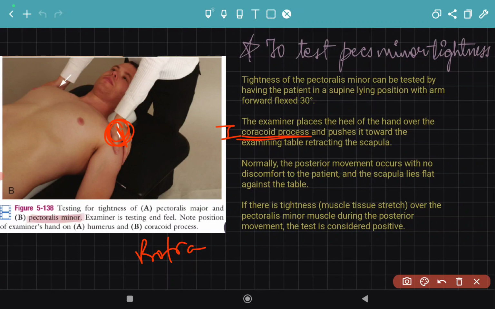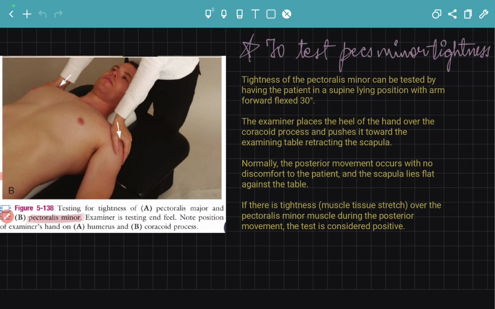But if there is tightness, then there will be some restriction, some barrier observed by the examiner, as well as the patient will also get muscle tissue stretch of that muscle over the pectoralis minor during that posterior movement which the examiner is applying. In that case, the test will be considered positive, that is, there is tightness in pectoralis minor muscle. So that was a simple test conducted to check the tightness of pectoralis minor muscle.